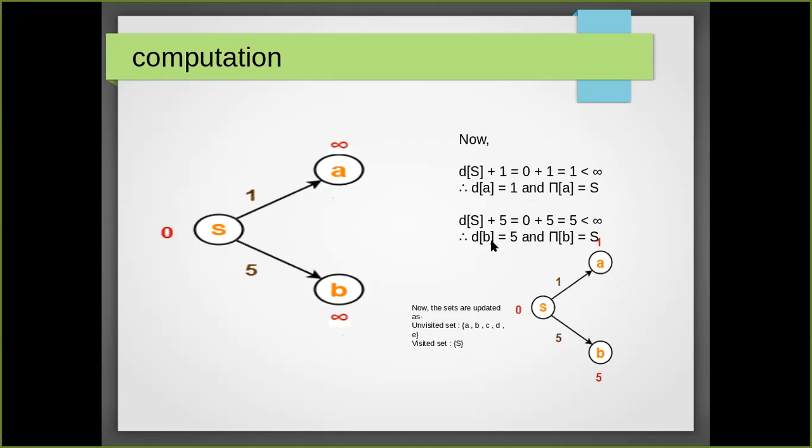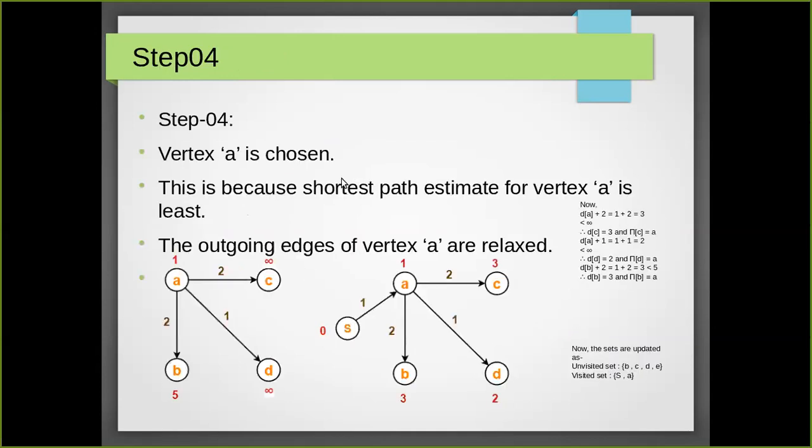Since it is lesser than dB, which is 5, the predecessor list of A, I keep as equal to S, the predecessor node. So from S to A is what we are doing. Coming to the next slide, we did this part. Now A is the one which is chosen.